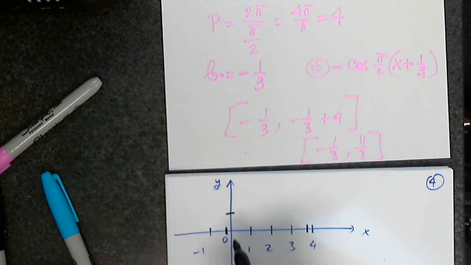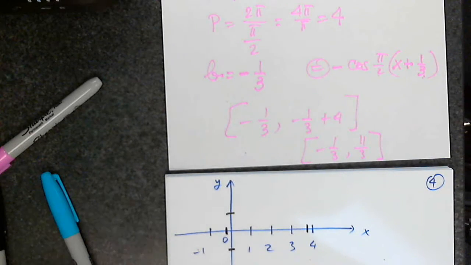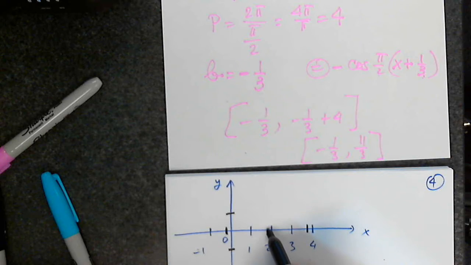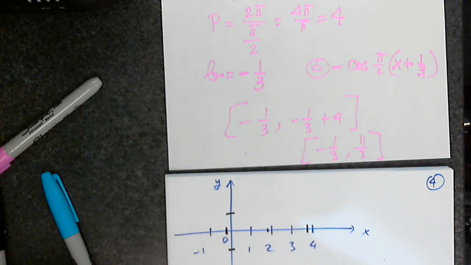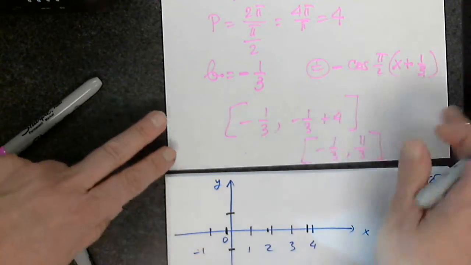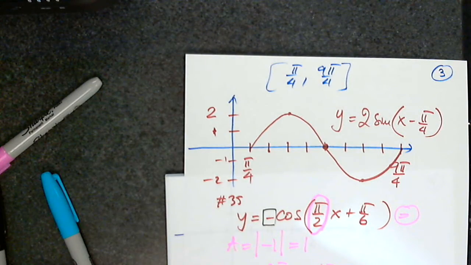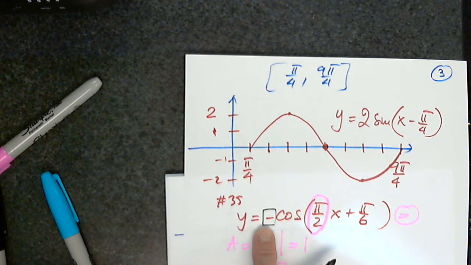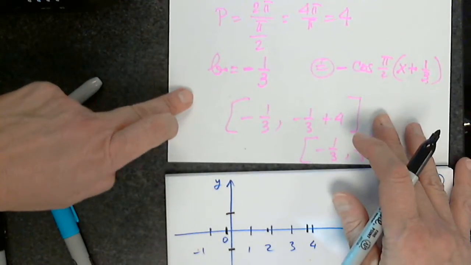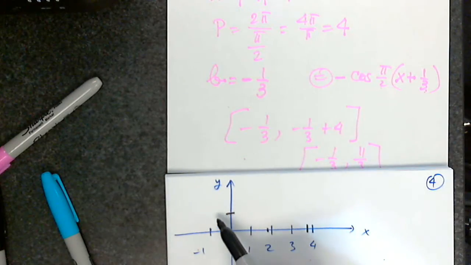It cannot be more than 1, and it cannot be less than negative 1. Right in the middle, which is here, it will have to have a minimum. However, remember what happens when a function has a minus in front? We have to flip it. So the actual graph should be this.